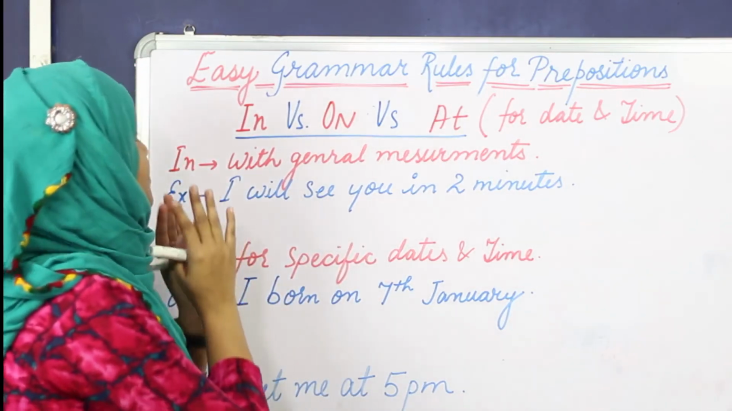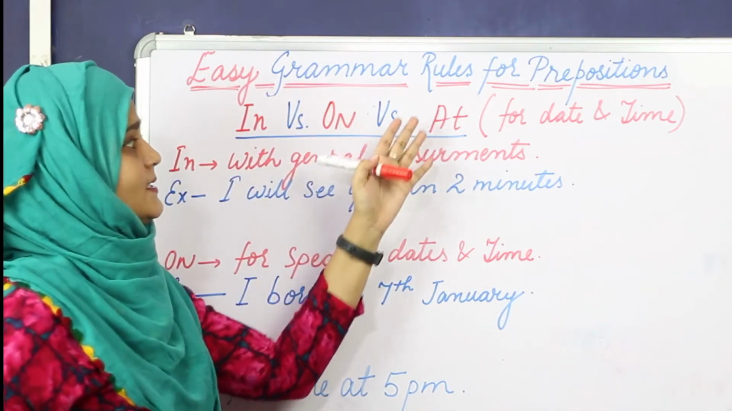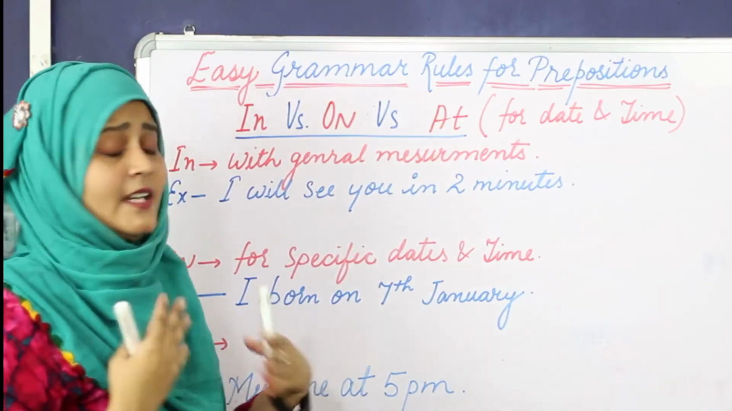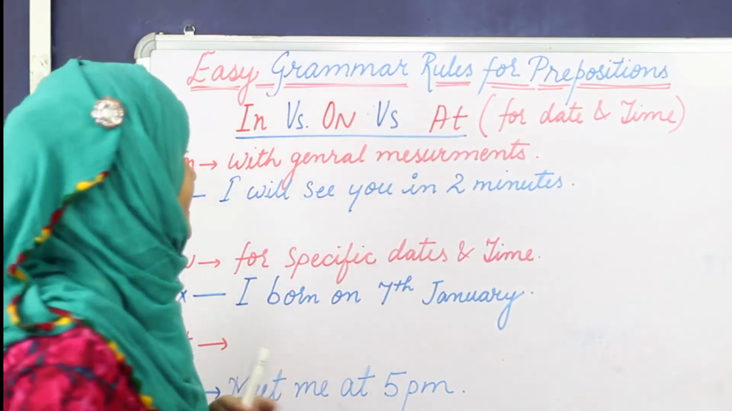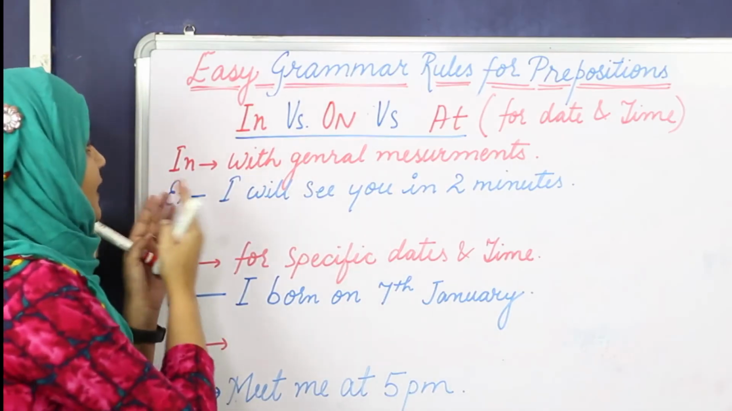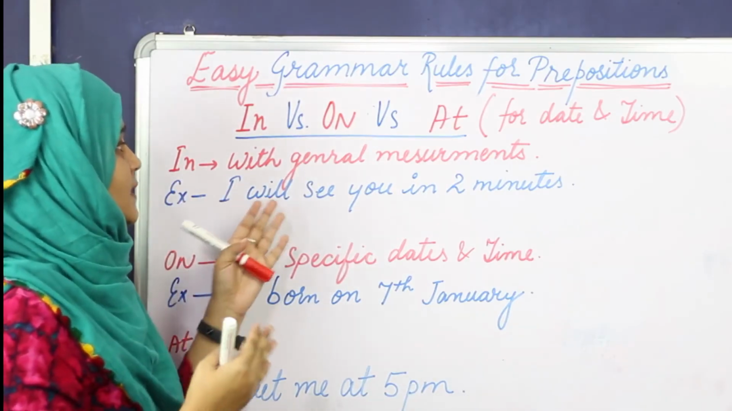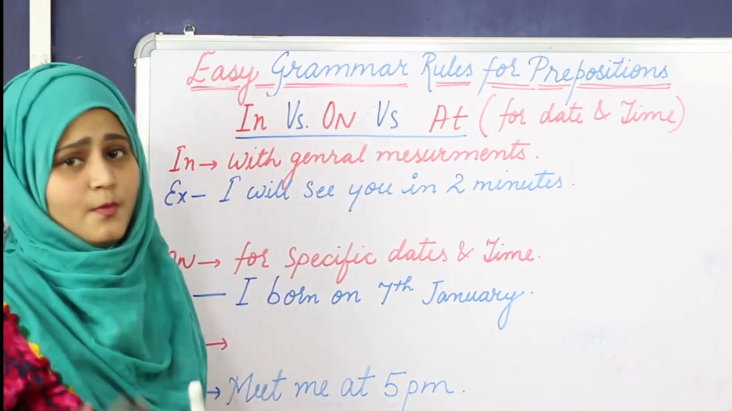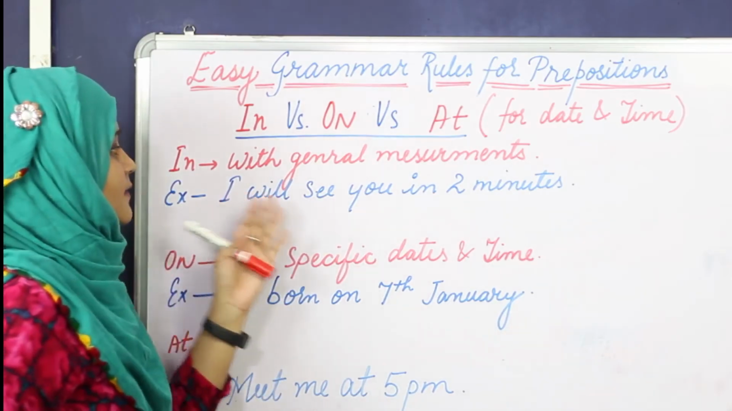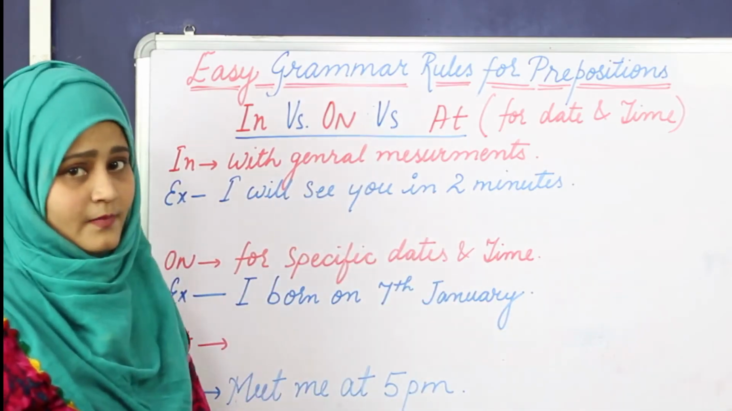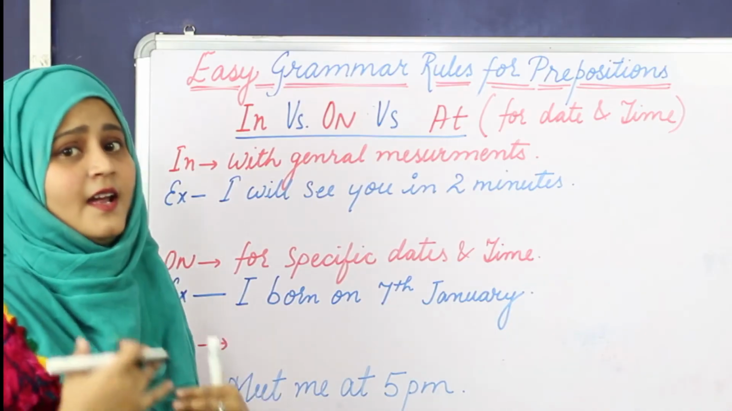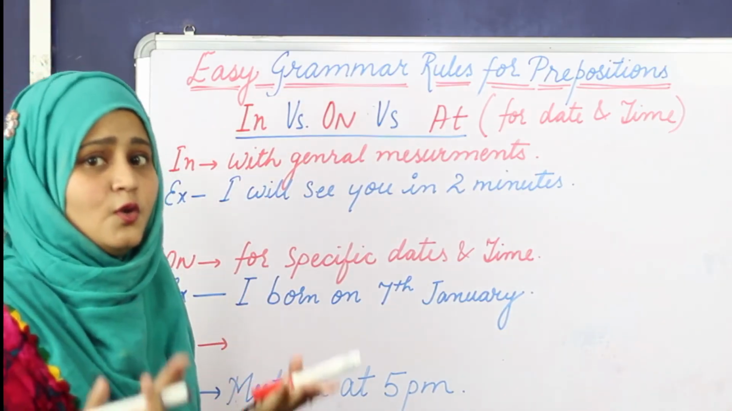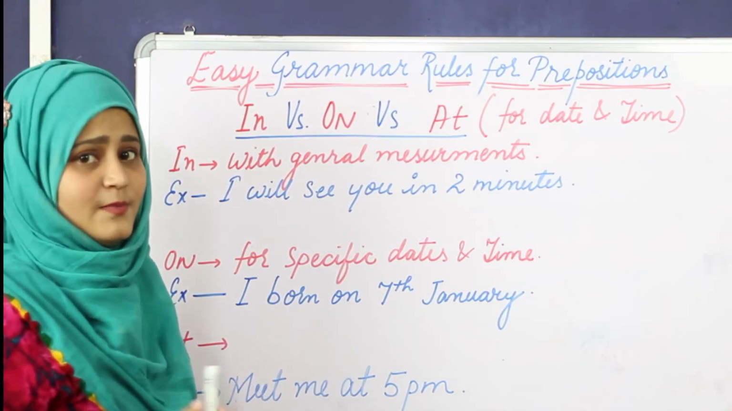The fifth one is in versus on versus at. It's specifically for dates and time. So let's see, I would like to tell you one thing. For in, we use it with general measurements. For example, I will see you in 2 minutes. I will be there in 2 days. इस तरह से आप इसको यूज कर सकते हैं.